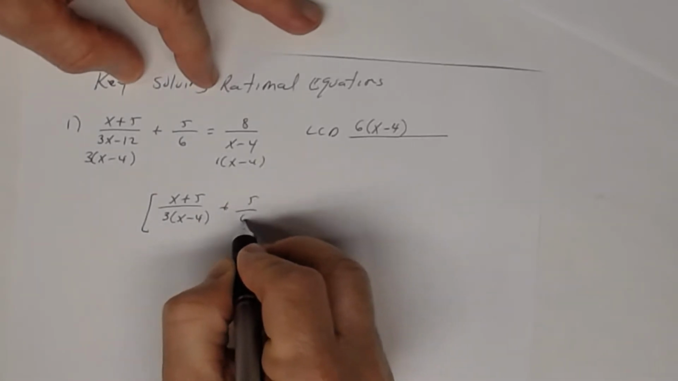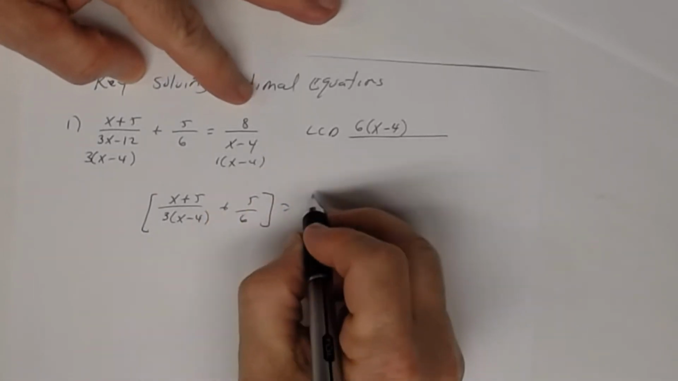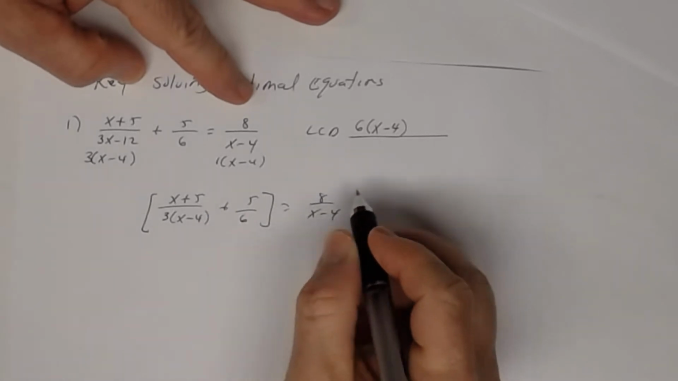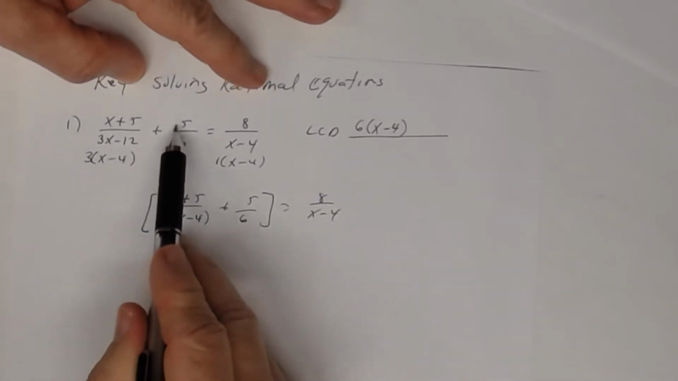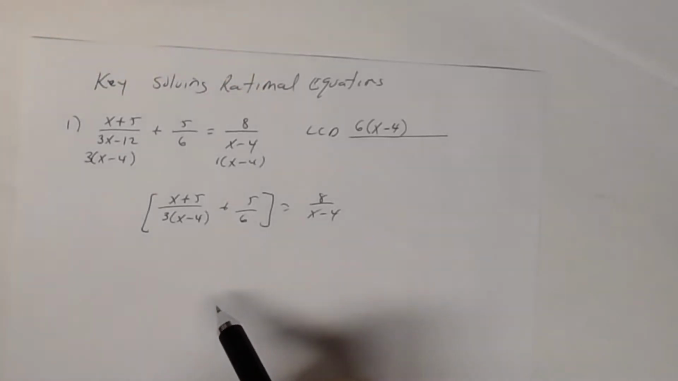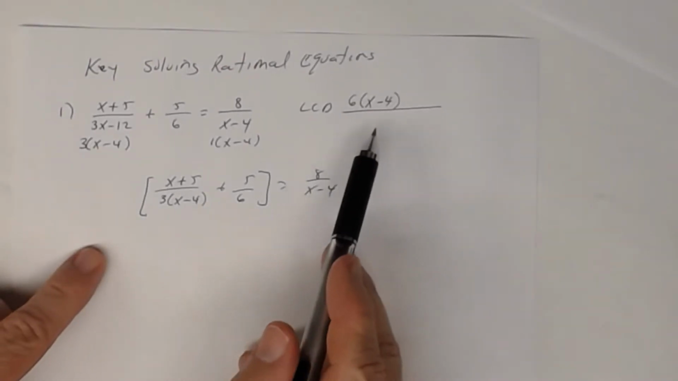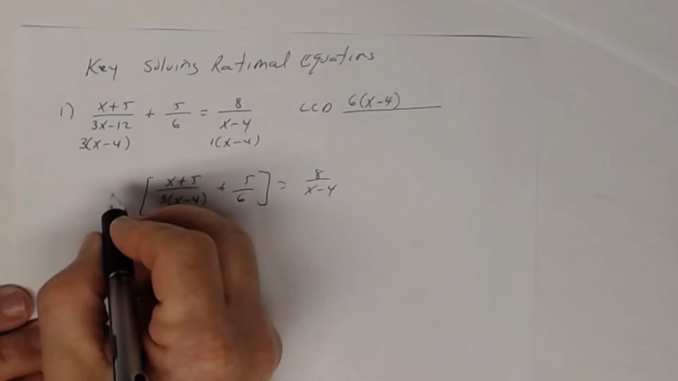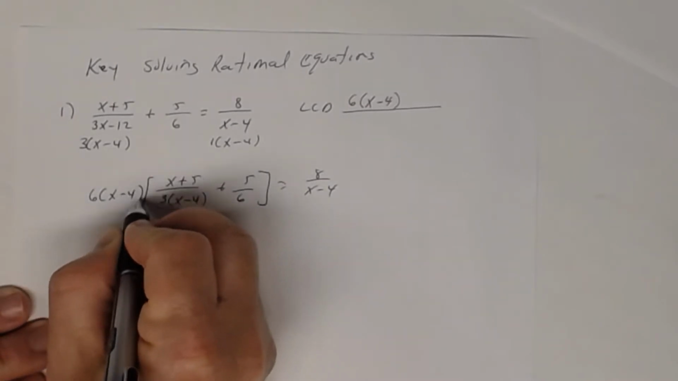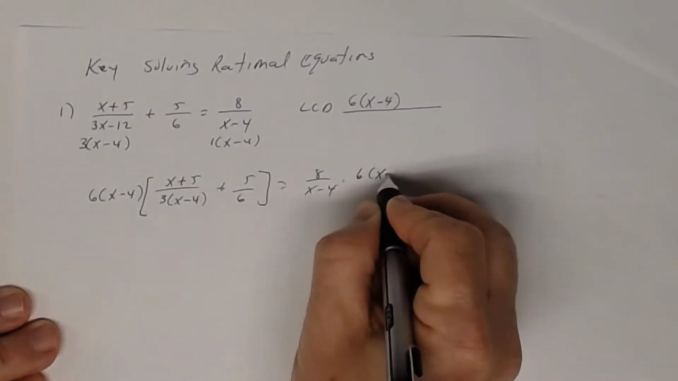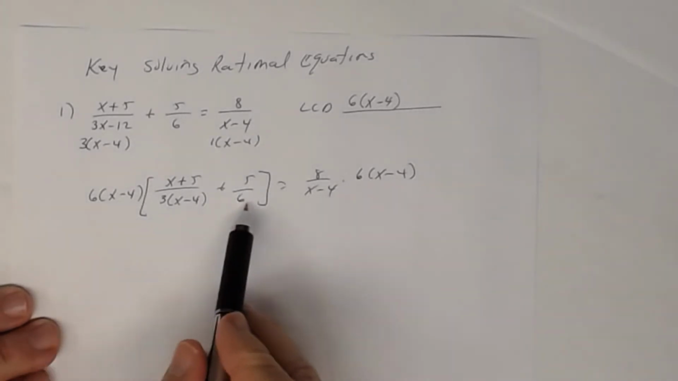Plus 5 divided by 6 equal, and over here, 8 divided by x minus 4. All right, so since I had two rational expressions on this side, I'm going to put that in parentheses. And now the next thing you're going to do is multiply both sides by that least common denominator. So I have 6 times x minus 4, and then times 6 times x minus 4. And now you're going to distribute.